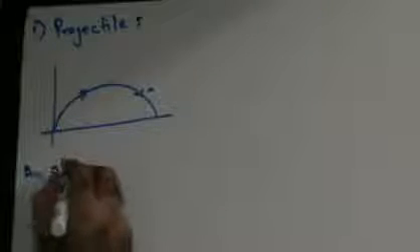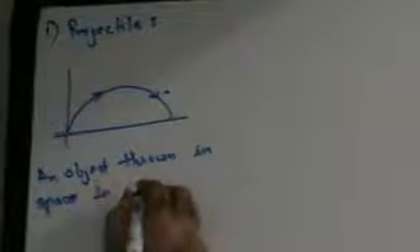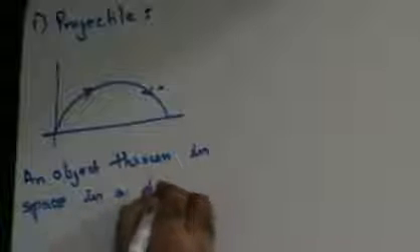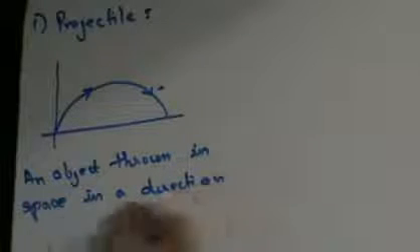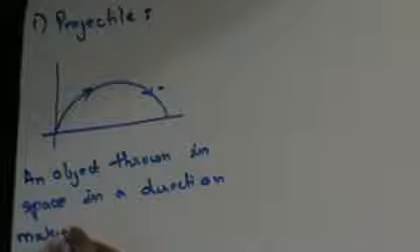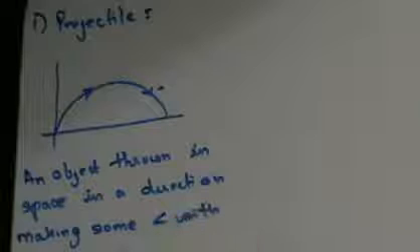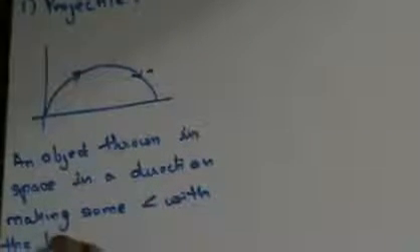An object thrown in space in a direction making some angle with the horizontal is called projectile.